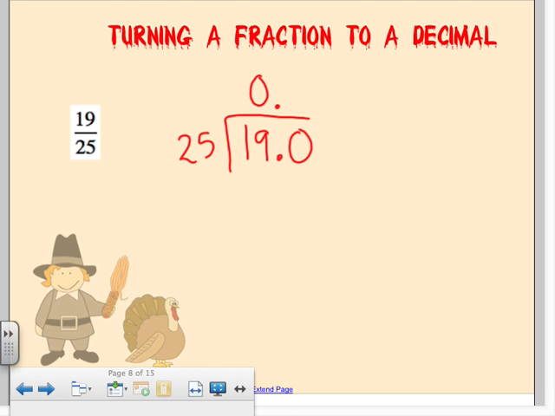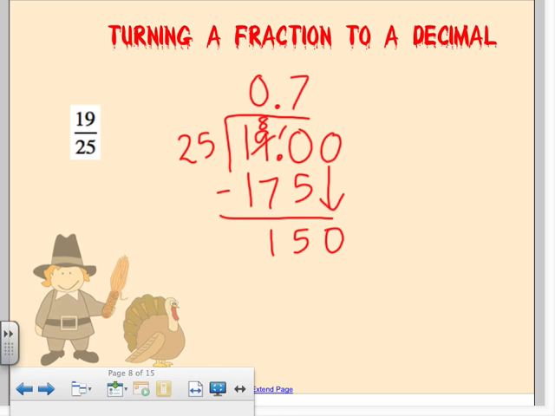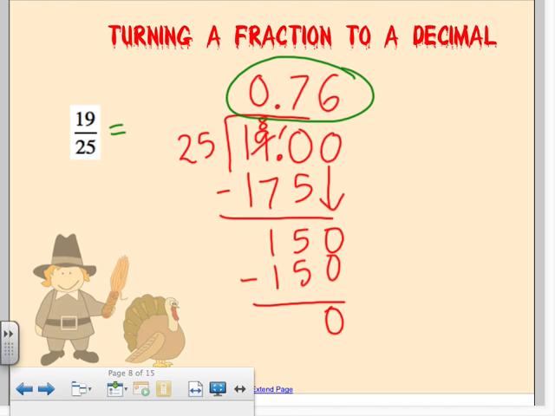So how many times does 25 go into 190? So you want to think that out. This one is 7 times. And then add a 0, bring it down. And then 25 goes into 150 6 times. So you just keep going until you get nothing left, and that's your answer. So 19/25 is the same as 0.76.